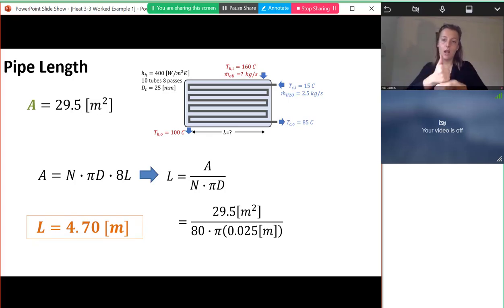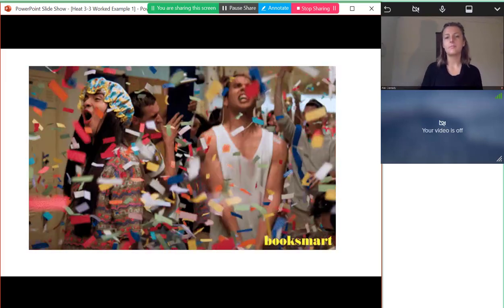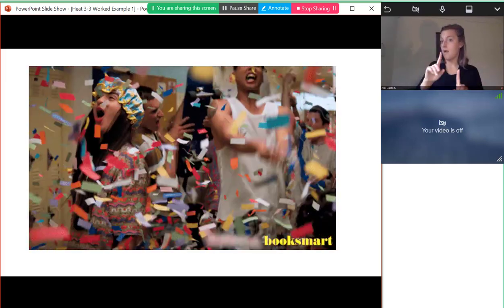So it's pretty big, right? Maybe some of you have been on co-ops where you have seen some pretty enormous heat exchangers. Maybe you think of this as being big, or maybe you think of it as being small, depending on what your experience has been. So this is what the problem asked us for. Now we're finished with the problem, so we can celebrate.